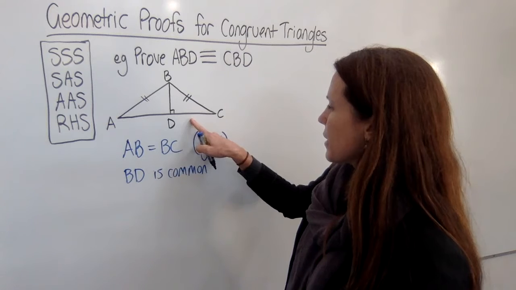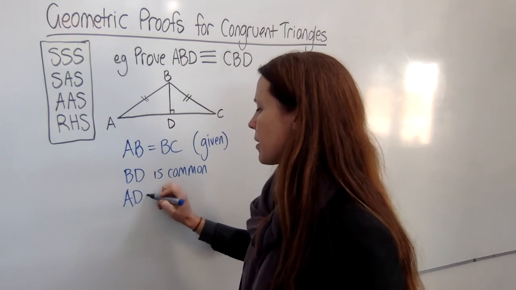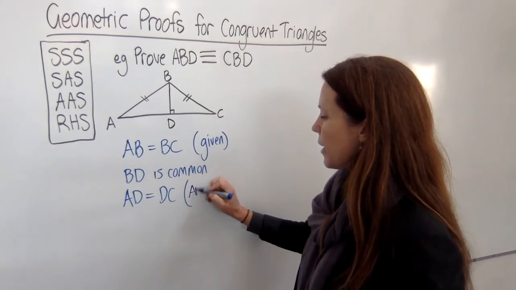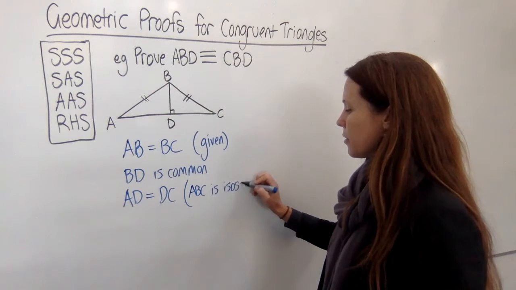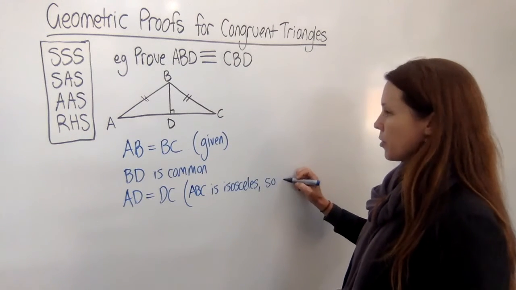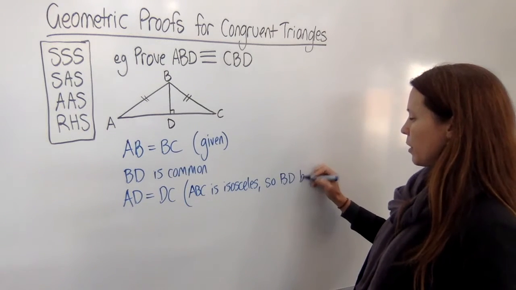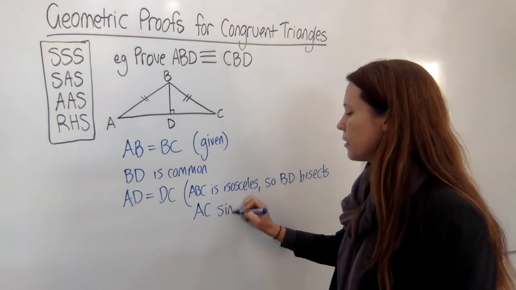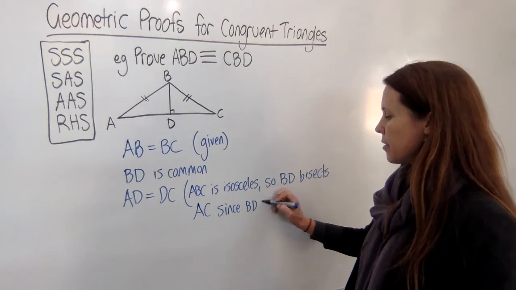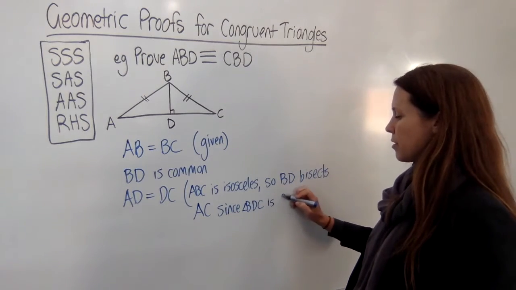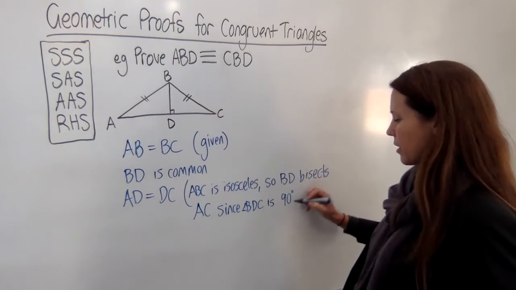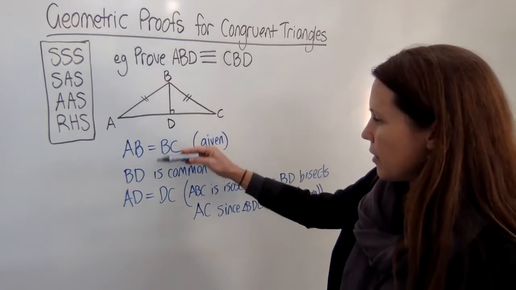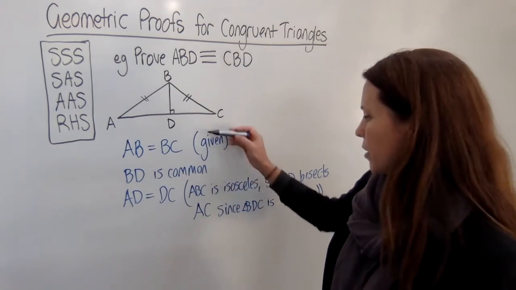Now, how do I know that AD is equal to DC? Well, first write down that it is, and then in brackets explain how you know. So I would say ABC is isosceles, so BD bisects AC, since angle BDC is 90 degrees. And how do I know it was 90 degrees? Well, that's given. Okay, so now I've got side, side, side. I've stated them all and I've given reasons in brackets.